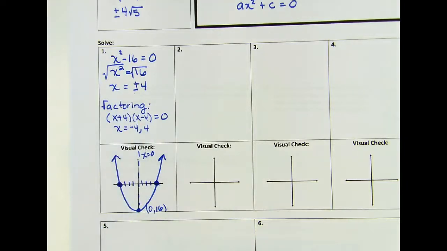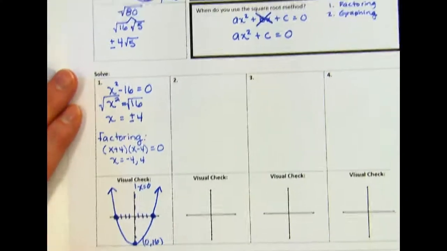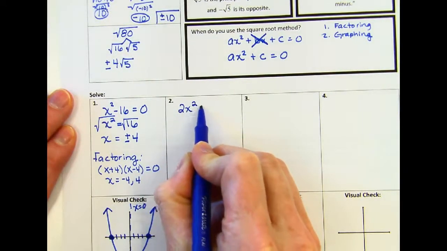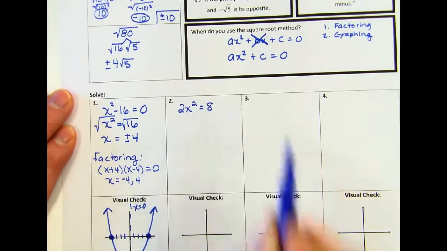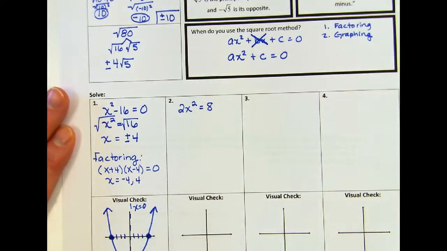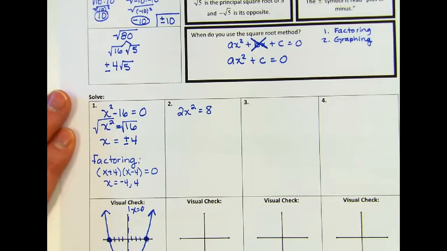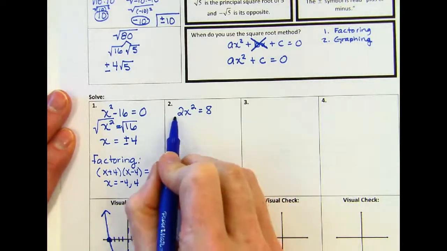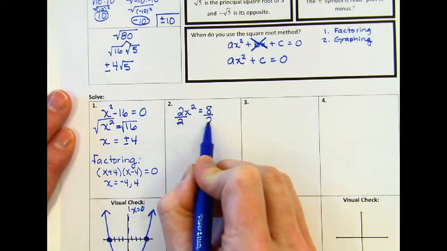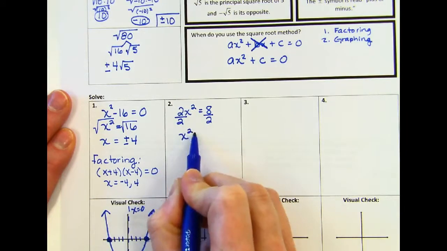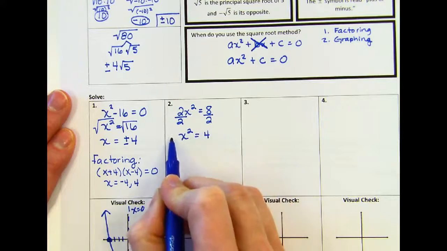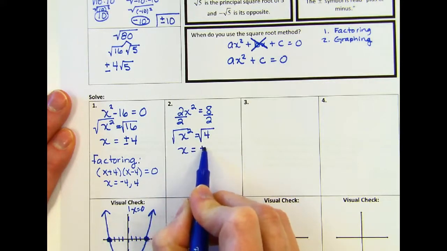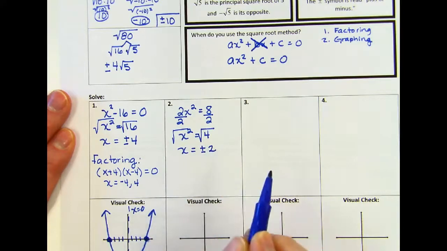Okay, so now let's look at number 2. This one is not going to be in standard form. It is 2x squared equals 8. Well, we don't really need to write it in standard form because we just need to isolate the x squared. So I can divide each side by 2, and I get x squared equals 4. Take the square root of each side, and I get x equals plus or minus 2.